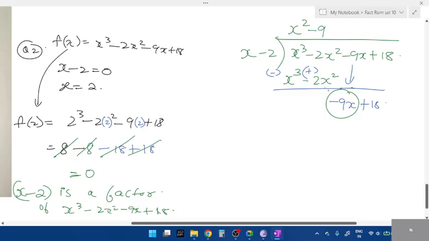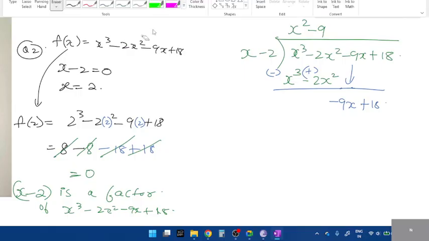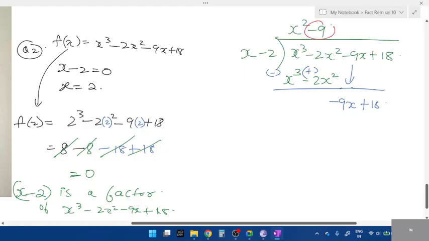After division, what do you have to do? Multiply. Which one? Minus 9 with x. What is minus 9 minus 2? What are you answering? Okay.